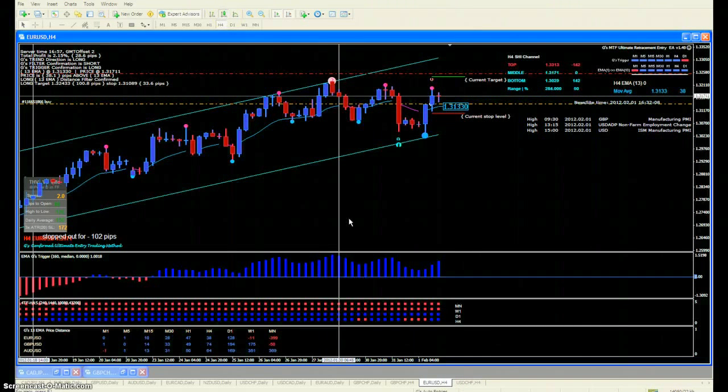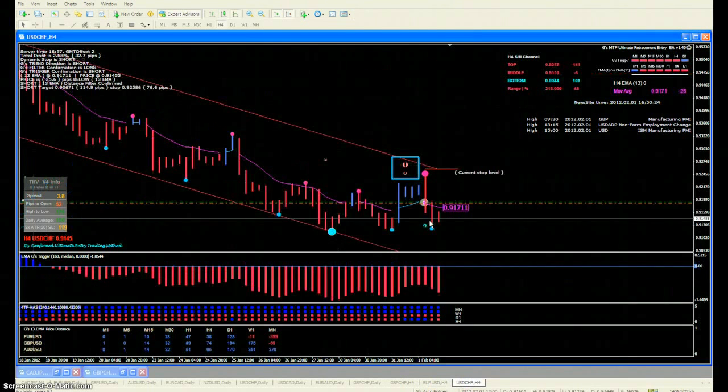We're also in the USD Swiss. The entry was here. This trade is currently up about 32 pips. The stop loss on this was about 77 pips, and we're targeting 115.